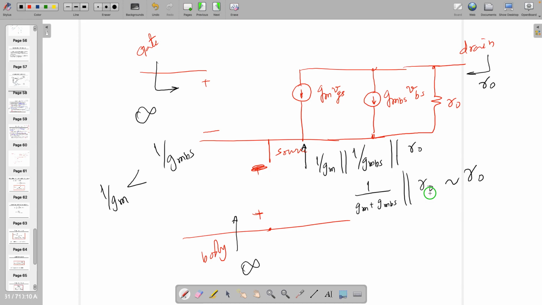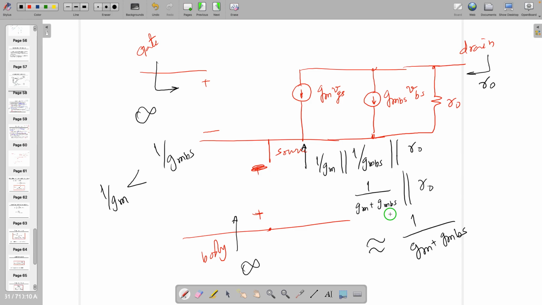Sorry, it's a mistake again. It has to be 1 by Gm plus GmbS, right? But as I told you, in this particular case, it might happen that 1 by Gm plus GmbS is comparable to R0. So you have to see accordingly. For a smaller technology node, you can't neglect it.